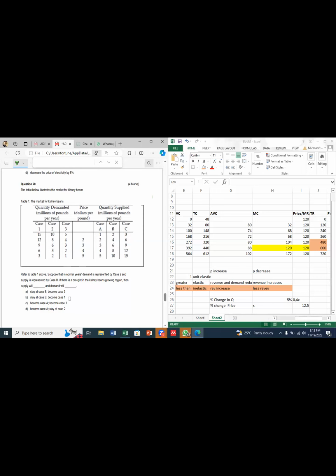So which case, if there's a drought, kidney beans would then obviously be where we are having the lesser supply. Is that correct? So we're having the lesser supply. That is where we are having cases. I think it's case A. Then the demand, normal demand is what? Normal demand is case 2.